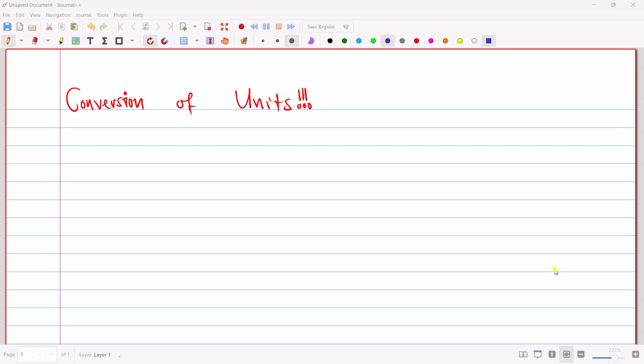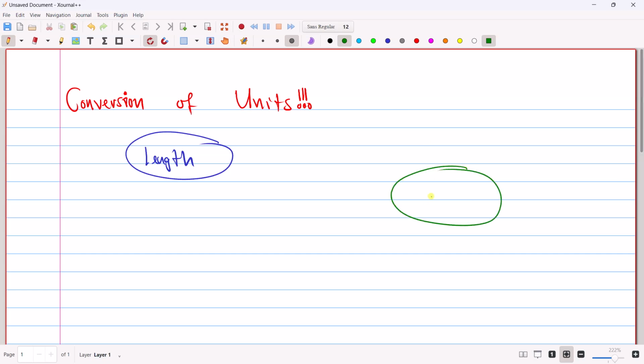So in today's lesson, we are going to look at the conversion of units for different quantities. And the quantities that we're going to focus on in this lesson are none other than the common quantities, which is length, and then also we shall look at mass, and then also time. So we are going to concern ourselves with these three quantities, and then we'll look at the units that are used for measuring these quantities, and then learn how to convert between any two units.